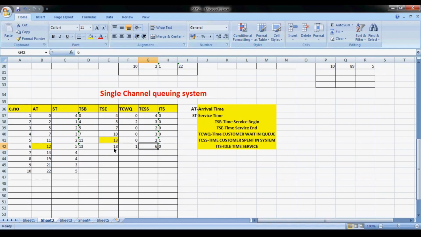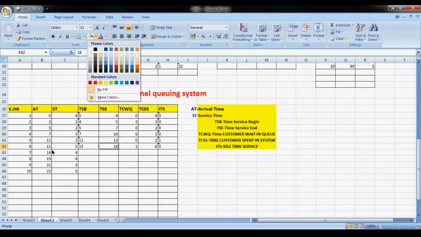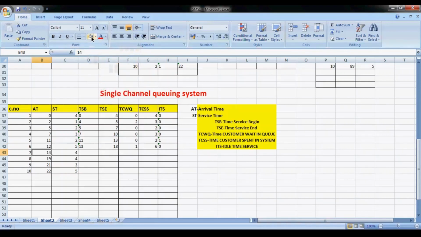Next, the server is going to finish the operation at 18 and the customer is coming at 14. Out of these two, the maximum value is 18. So the time service begins at 18. Time service end is time service begin plus service time, that is 18 plus 4, which is 22. That is when the service is going to end.